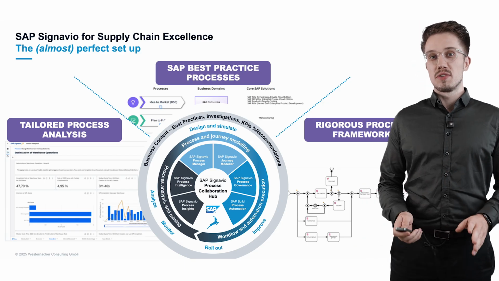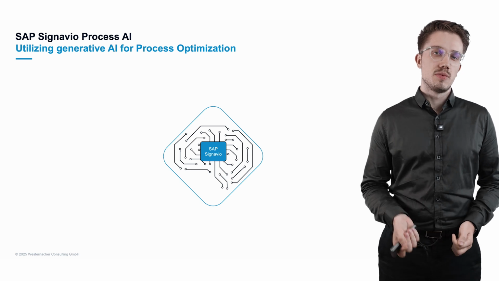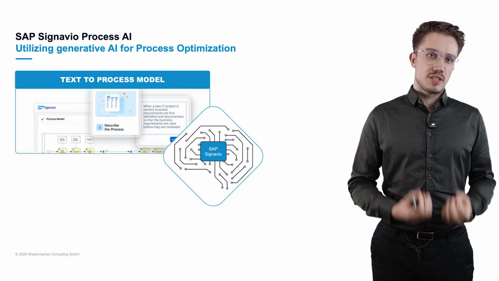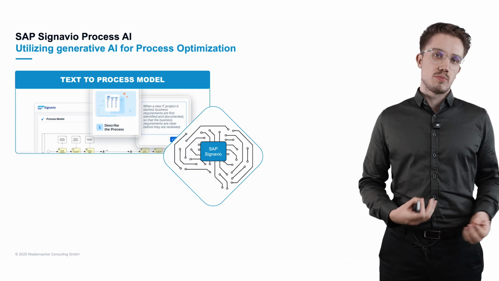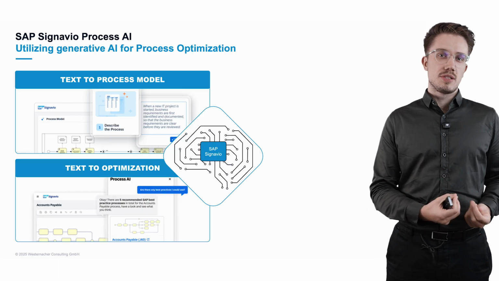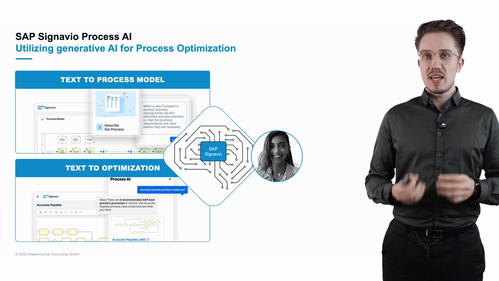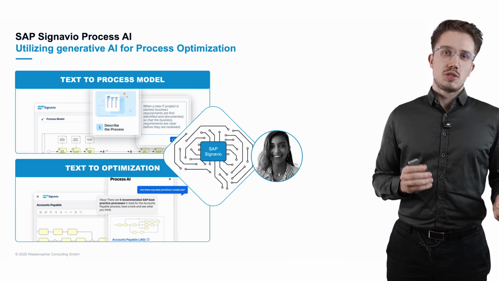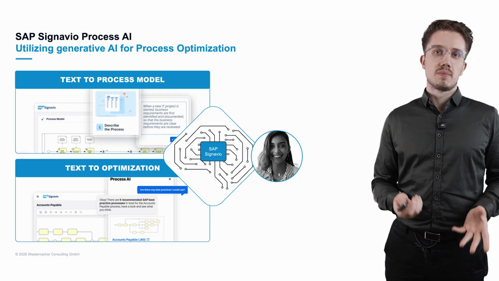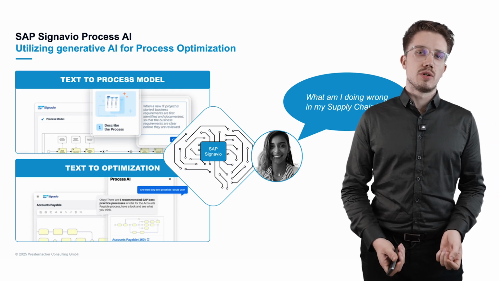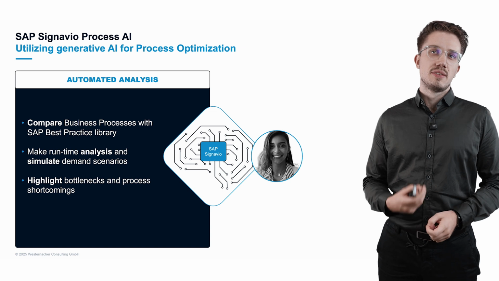And in the background of it all is SAP Signavio Process AI, a generative AI which can be utilized for generative text-to-process modeling with a simple language model, for text-to-optimization, where you can basically ask, okay, what is my issue? How can I fix it? And this is where Jean comes in. Jean takes a look at our Signavio Process AI and basically asks the question, what am I doing wrong in my supply chain? And the SAP Signavio Process AI gets to work.